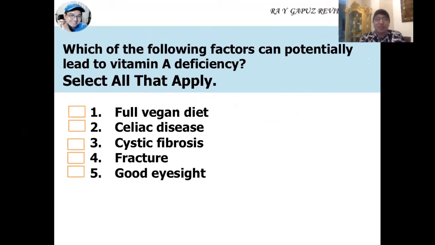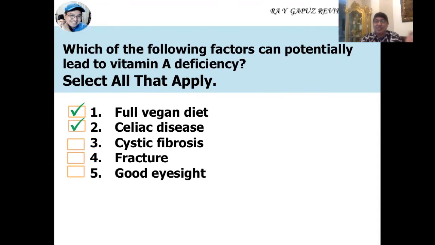Next question. Which of the following factors can potentially lead to vitamin A deficiency? Full vegan diet, yes. Remember that the difference between a vegetarian and a pescatarian is that the pescatarian eats seafood and fish, okay? So the full vegetarian doesn't eat seafood and fish. They just eat vegetables. Now, if they eat eggs, they're called ovo-vegetarian. If they drink milk, they're called lacto-ovo-vegetarian, okay?